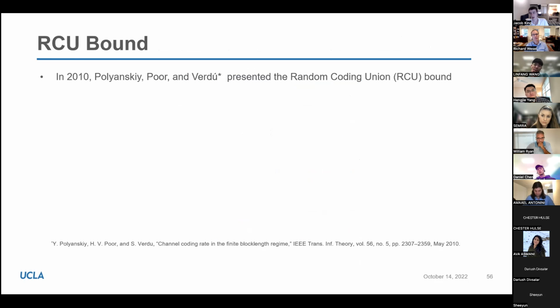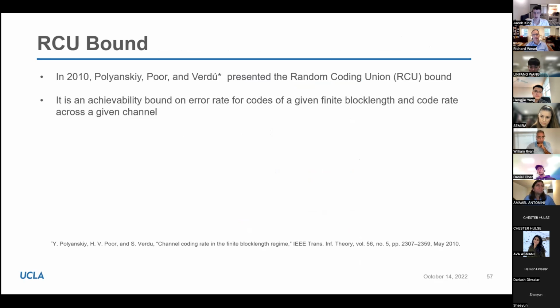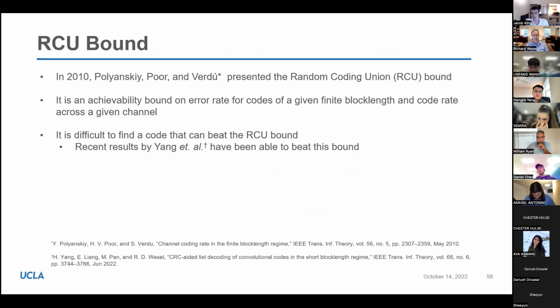We'll now discuss the random coding union bound, or the RCU bound. The RCU bound was first presented in 2010 by Polyanskiy, Poor, and Verdú. It is an achievability bound on the error rate for codes of a given finite block length and code rate across a given channel. That is, there exists a code that can do at least as well as the RCU bound at that block length and code rate.